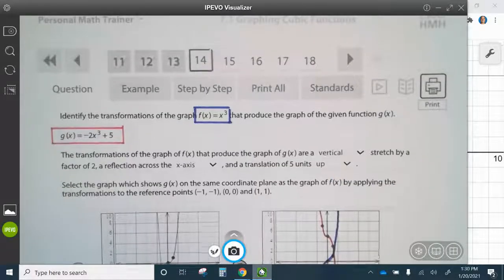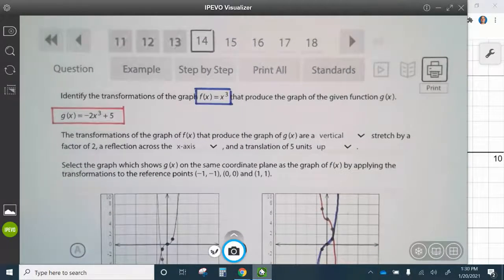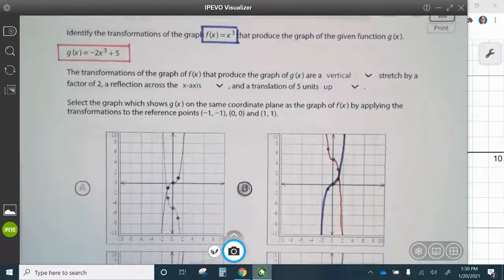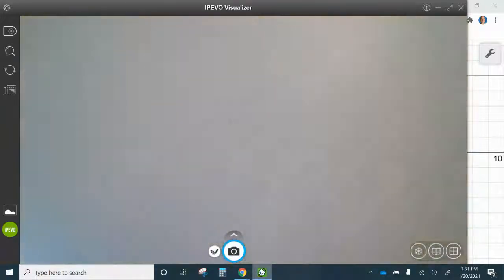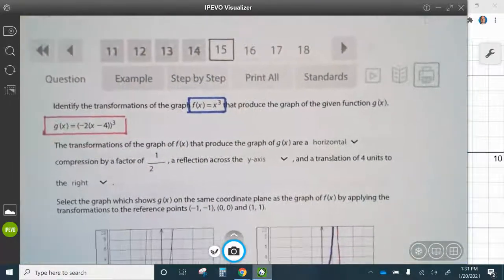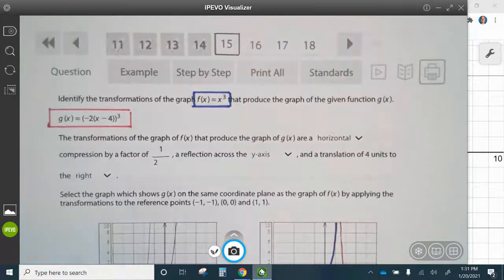The transformations of the graph of f of x that produce the graph of g of x are a vertical stretch by a factor of 2, a reflection across the x-axis, and a translation of 5 units up. And we can see that it matches graph B. All right, let's take a look at the next question. All right, question 15.